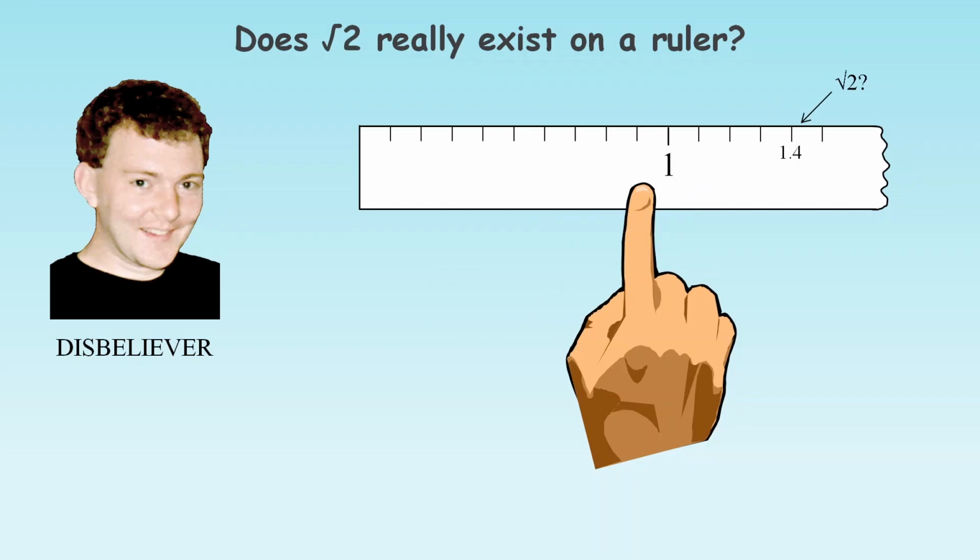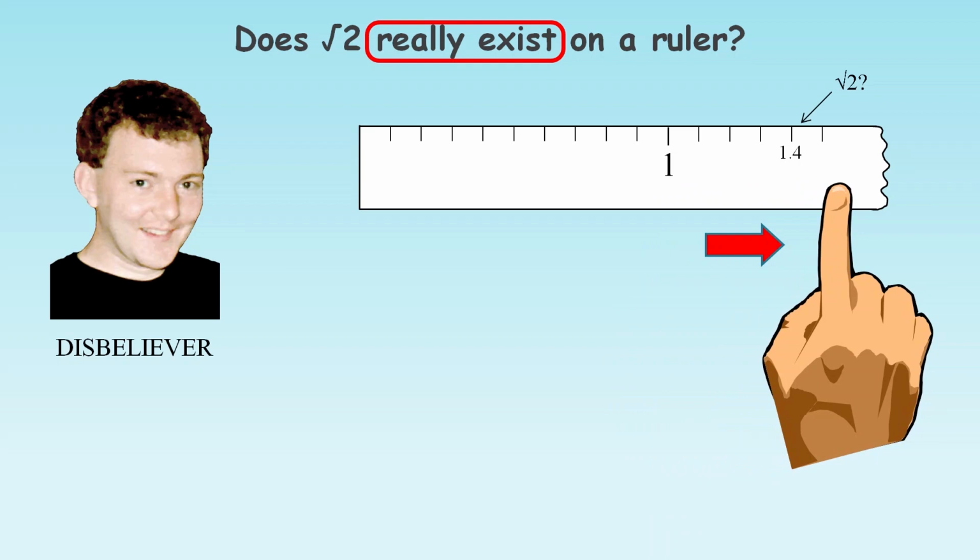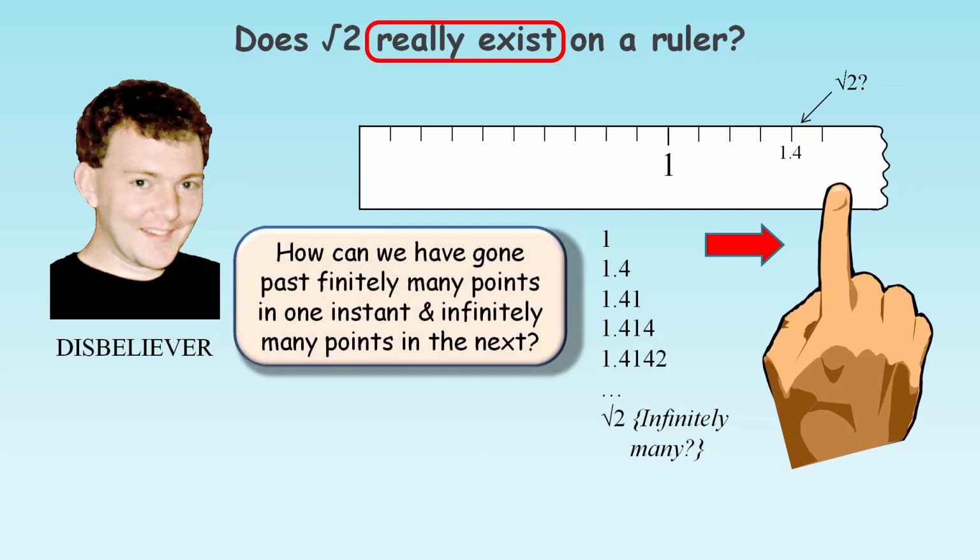But do irrational values actually exist? Do values like the square root of 2 really exist on a ruler? If we move our finger along a ruler, then have we really just travelled past all the points 1, 1.4 and all the other points in the base 10 representation of the square root of 2? Surely we can't suddenly change from having passed a finite amount of these points to having passed an infinite amount of these points, can we? And if we can't transition easily from finite amount to infinite amount, then we've got a clear absurdity here.